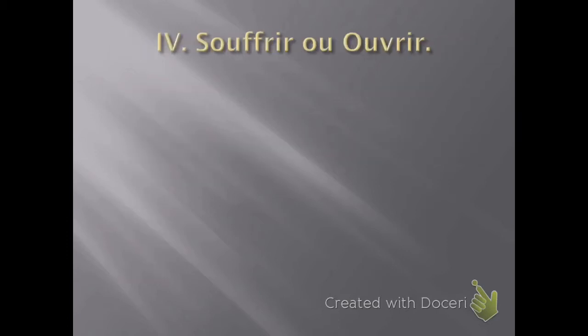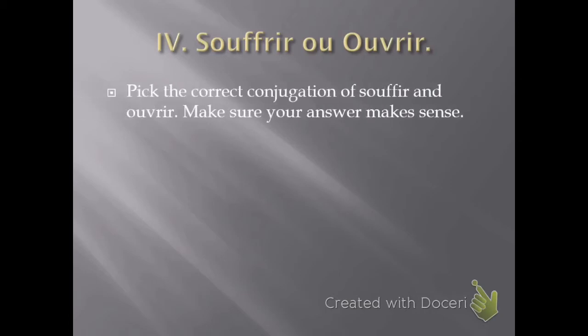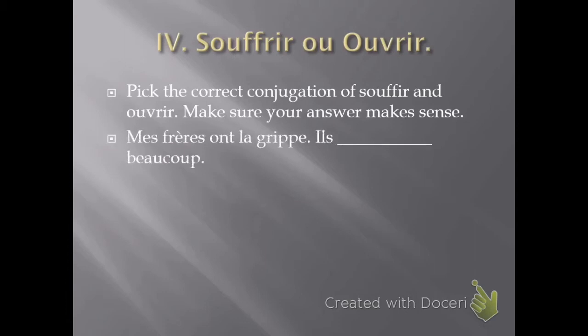Alright, part 4 will have the verb souffrir or ouvrir. What you need to do here is pick the correct conjugation of souffrir and ouvrir. Make sure that your sentence makes sense before you complete conjugating here. And also remember that souffrir and ouvrir, even though they are both IR verbs, follow the ER verb pattern. So our example here, "Mes frères ont la grippe, ils blank beaucoup." Would it be A, souffre, B, souffrent, C, ouvre, or D, ouvrent? Reading through, my brothers have the flu, they are suffering a lot. So if you said B, you would be correct.